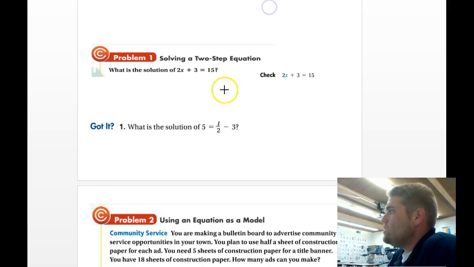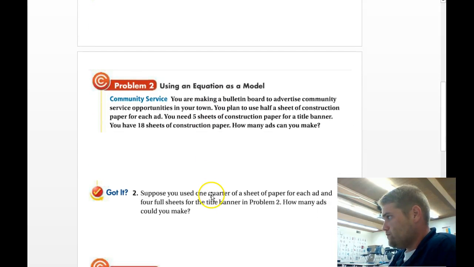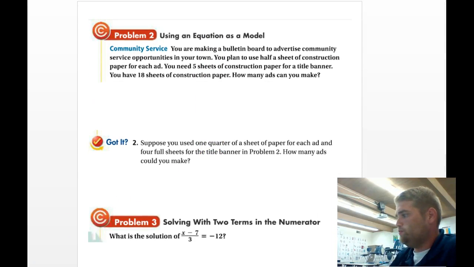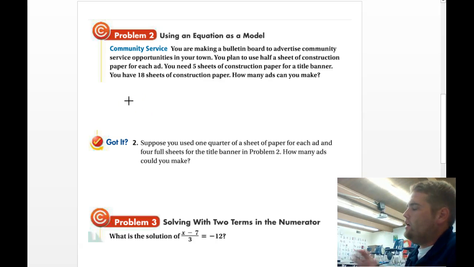Okay, so let's go on down to the next page. Flip your paper over, and let's start with problem 2. Problem 2 is a word problem, obviously. I know for some reason you guys are all terrified of word problems, but we'll be okay, I promise.